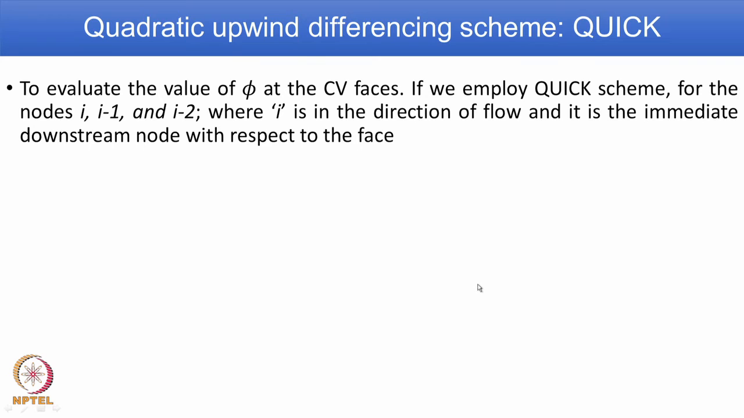So, to evaluate the value of phi at CV phases, we employ the QUICK scheme, and for the nodes I minus 1 and I minus 2, where I is in the direction of the flow and it is an immediate downstream node with respect to the phase. This particular formula is a generalized formula, whether the flow is from left to right or right to left or wherever you want to find.